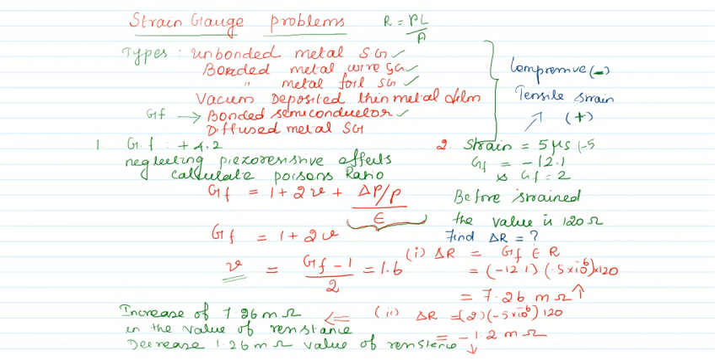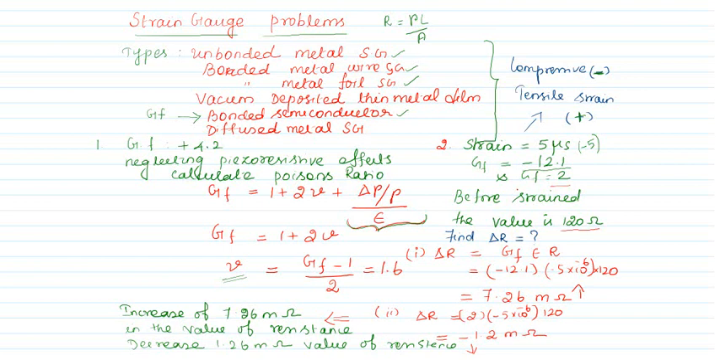Then two separate strain gauges are attached to the structural member. One is a nickel wire, the other one is nichrome. For the nickel wire, the value of gauge factor is minus 12.1 and for the other one, the value is 2. Calculate the value of resistance of the gauge after it gets strained. The resistance of the strain gauge before being strained is 120. So we are going to calculate it when the wire is strained.